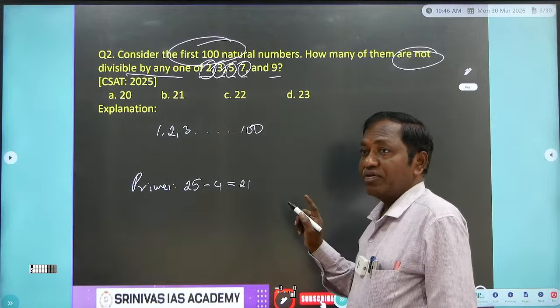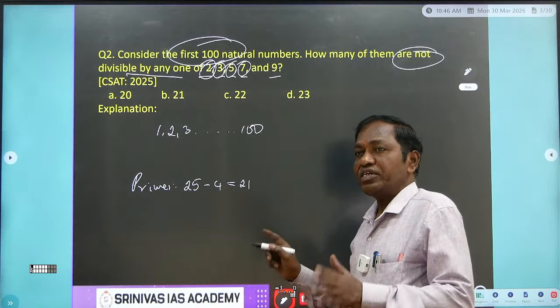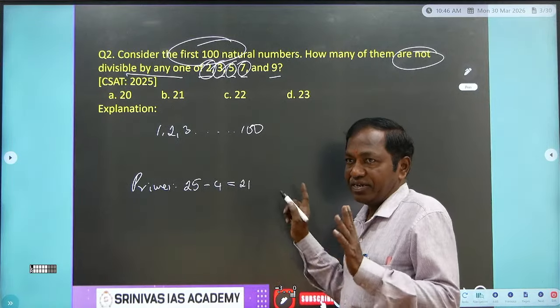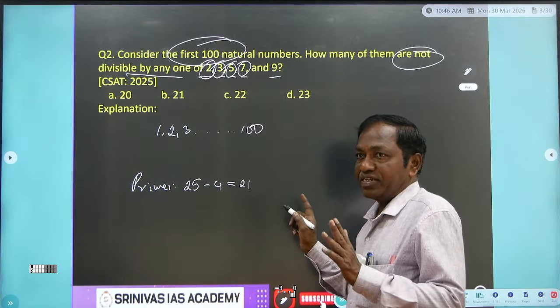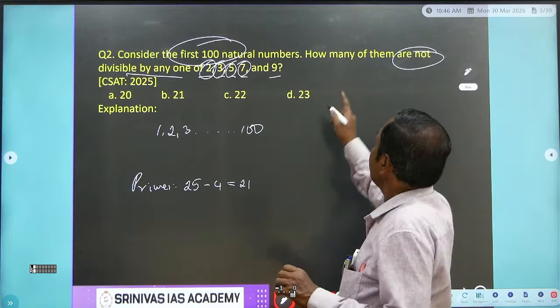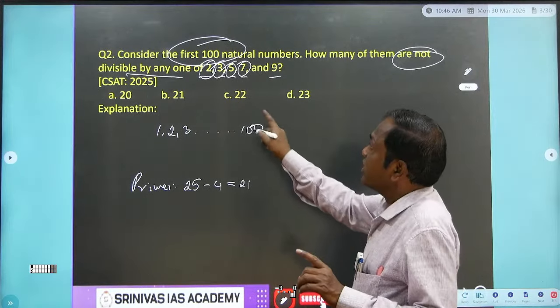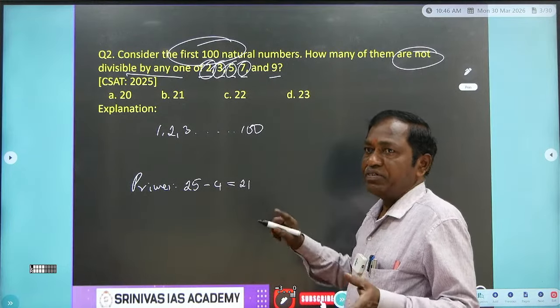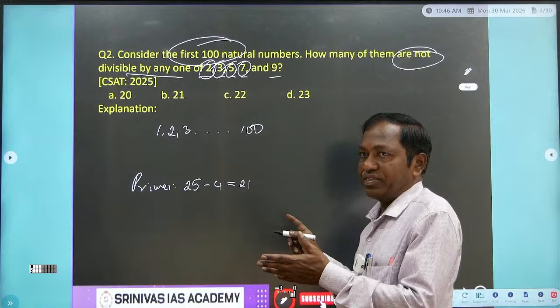Natural numbers start from 1. When you talk about natural numbers, 1 also will come. That's why 1 to 100. Yes, 1 to 100, how many of them are not divisible by any one of those numbers, 2, 3, 5, 7? So prime numbers will not divide any other number. That's the main thing.